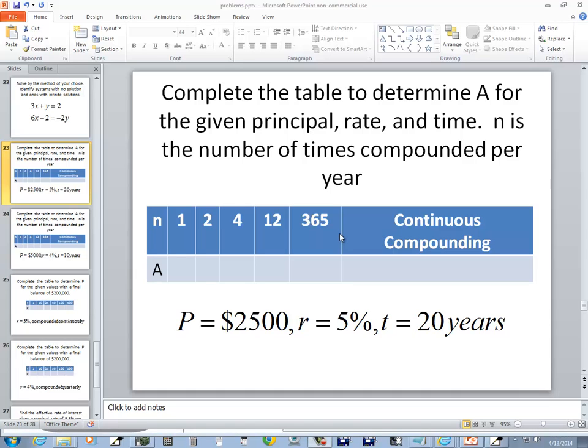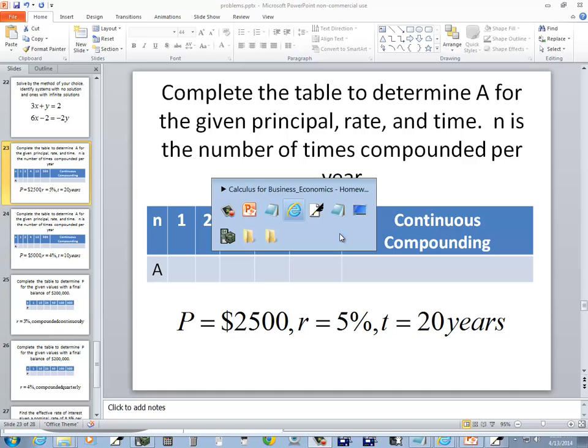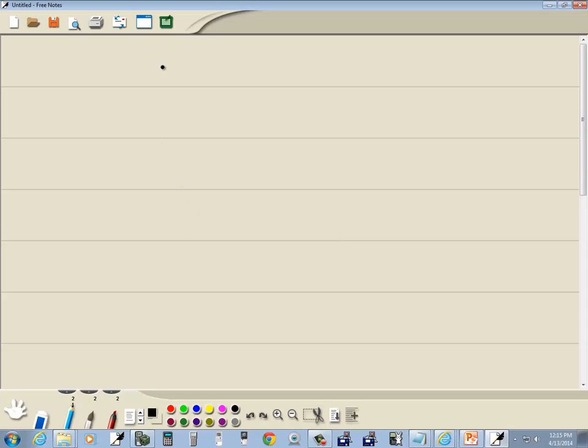Let's take a look at this problem. We want to complete a table to determine A for the given principal, rate, and time. N is the number of times compounded per year, and that tells us which formula we're working with. We've got A is equal to P times (1 plus R over N) to the NT power.